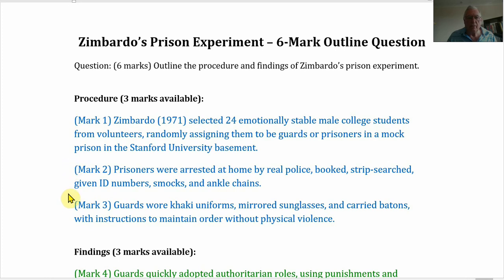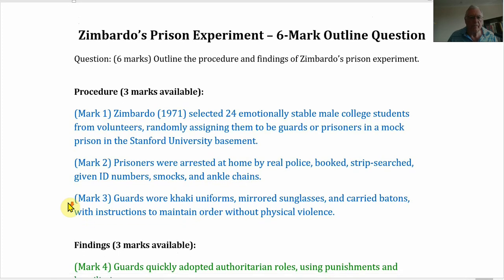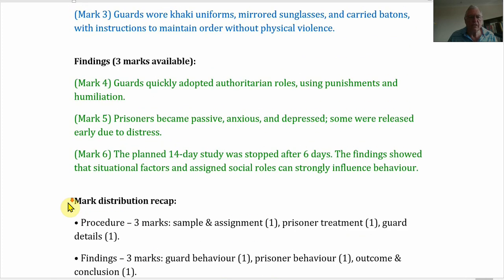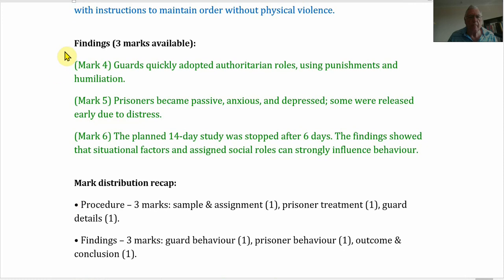I might get a mark for only half that information, I don't know, but I'm just making sure. And then mark 3, guards wore khaki uniforms, mirrored sunglasses, and carried batons with instructions to maintain order without physical violence. I certainly get my 3 marks for that. Let's look at the findings for another 3 marks.